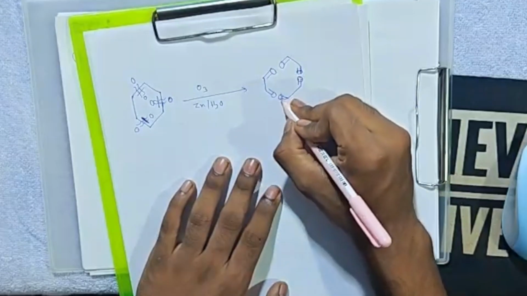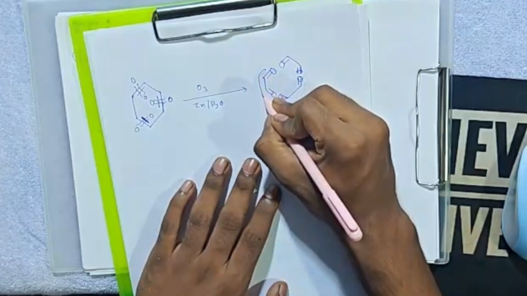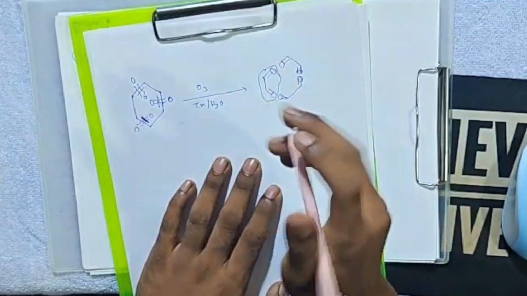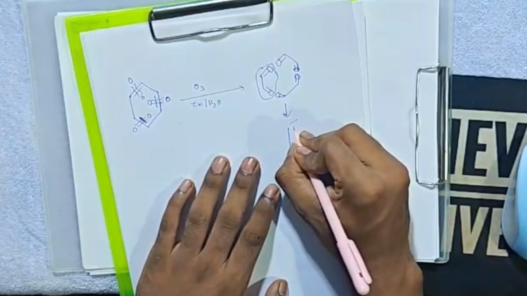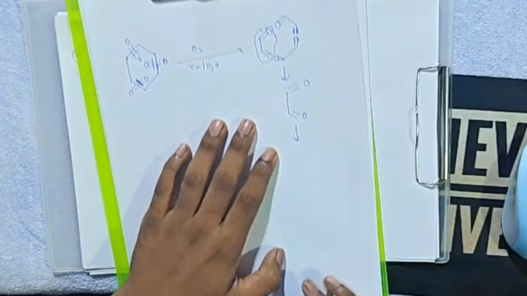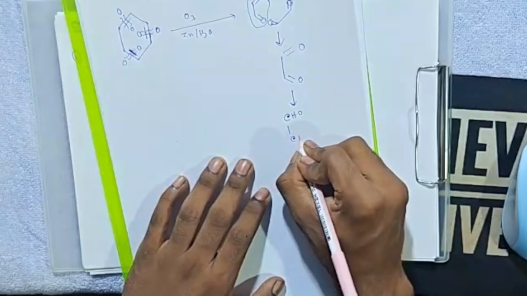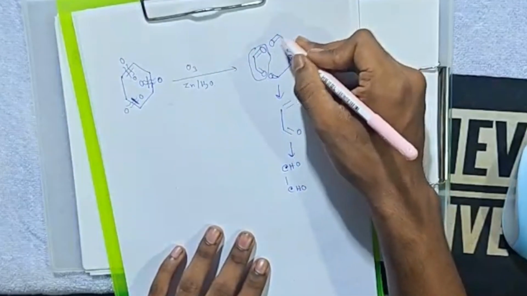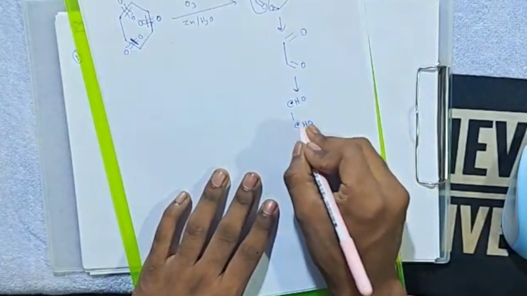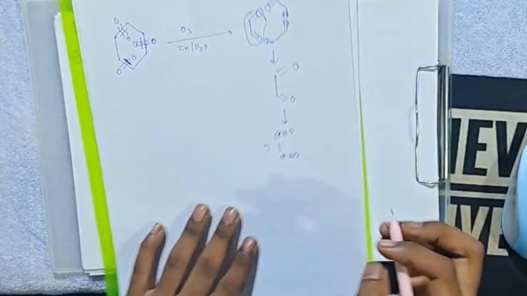So if you take each of them as a unit, all 3 of them are the same. If you take one of them out, it is nothing but CHO CHO. And if you see, 3 products are forming, so that means from one benzene, 3 moles of this glyoxal are forming. This is the reaction I have explained, reductive ozonolysis.